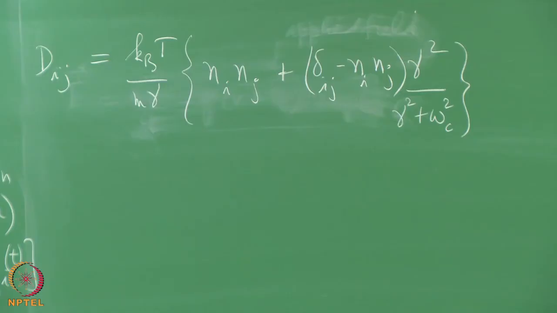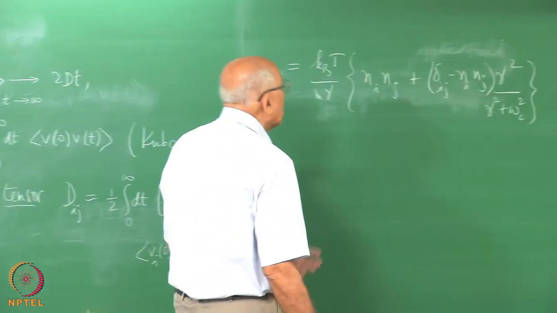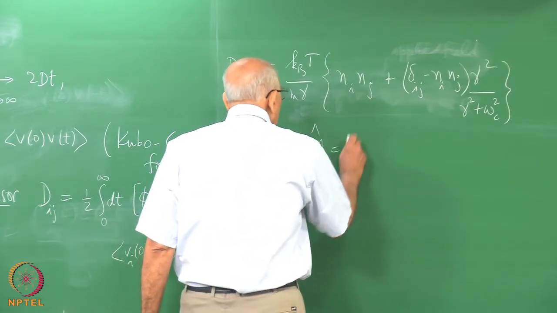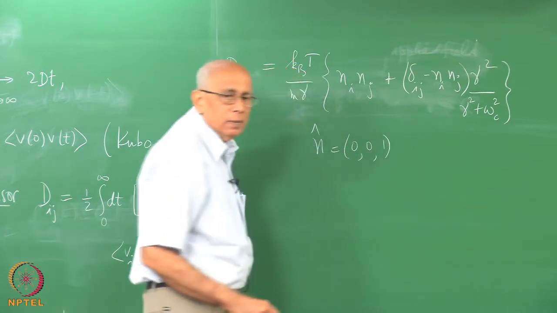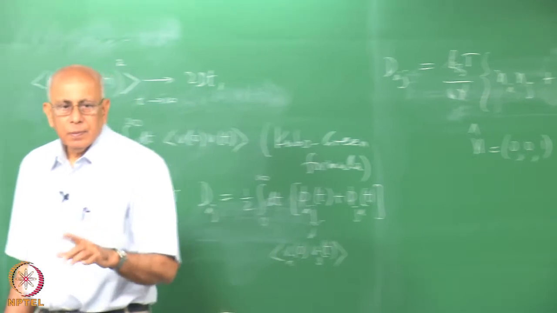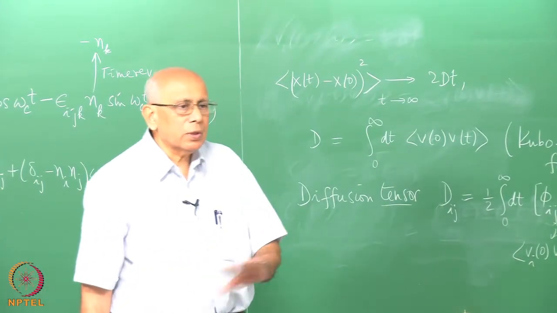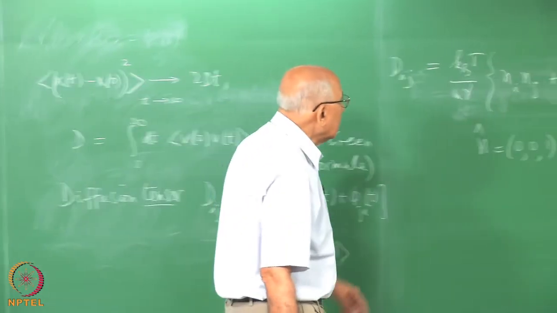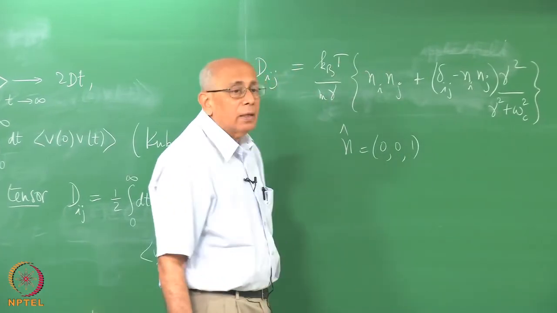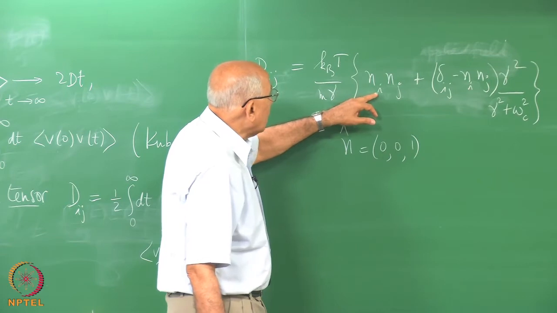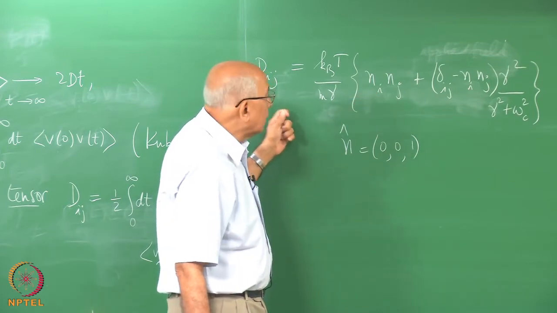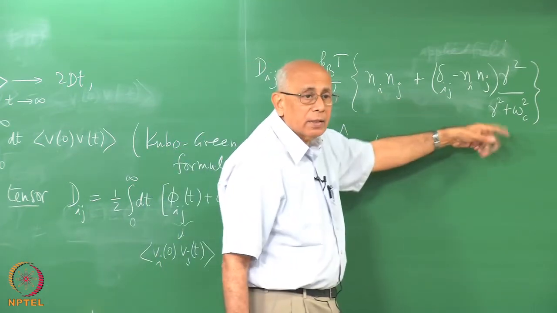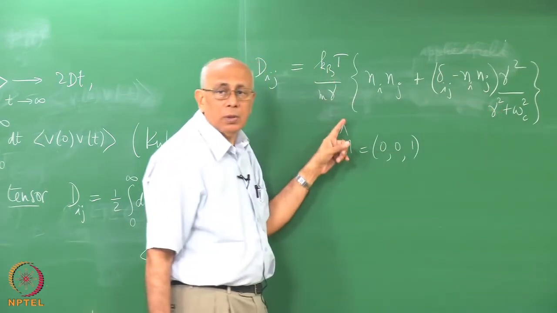Now, can you interpret this? For instance, you can see directly what is going to happen. Suppose n was equal to (0, 0, 1). So the field is in the z direction. And we have the xy plane; there's no force in the z direction because the field is in the z direction. Then the only terms that contribute are the diagonal terms, as you can see. And now what will happen for D_33? That's going to have a contribution of 1 from here, and this portion cancels out, and it's the original diffusion coefficient.